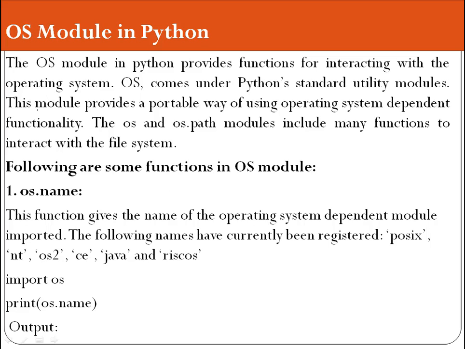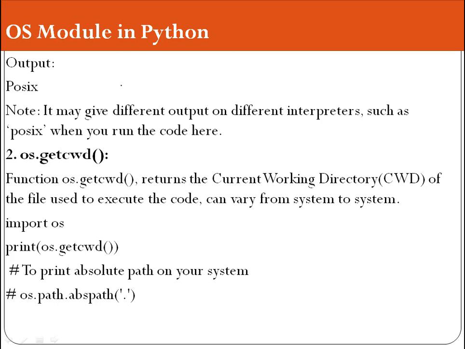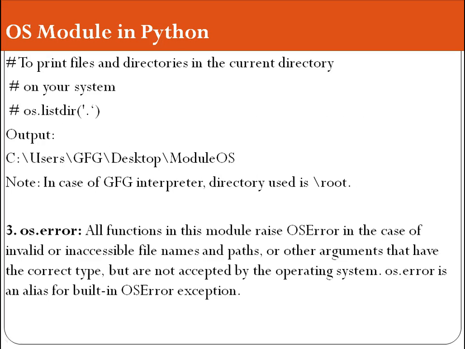First, you want to know the operating system name, so you will say os.name. You are importing the os module, and then printing os.name. It will display the name of your operating system. Then to get the current working directory, os.getcwd() gives you the absolute path of your current working directory. And os.listdir: if you put a dot over here, meaning the current working directory, it will give you the listing of that directory.